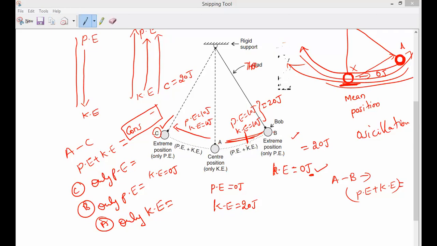Jefferson, do you understand conservation of energy clearly? Yes, sir. Anybody having a doubt, you can ask me. Hope you all understand what conservation of energy is, as well as power, and types of energies, kinetic energy and potential energy, and their derivations.